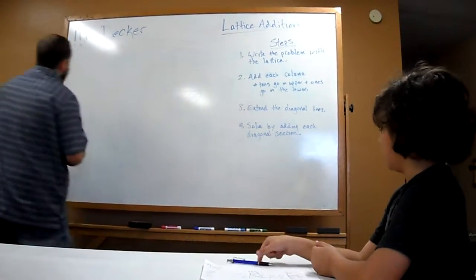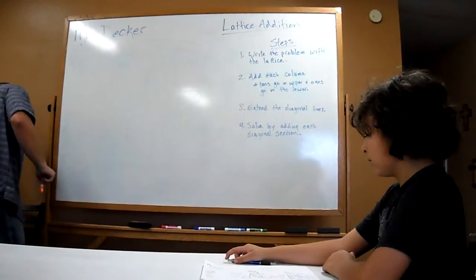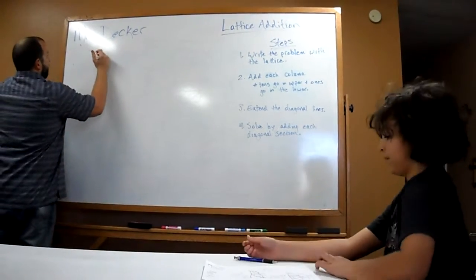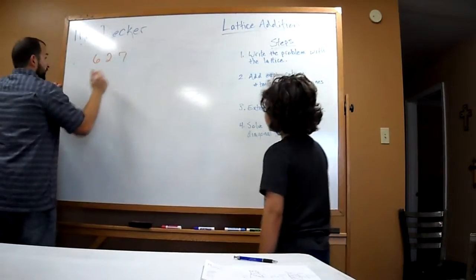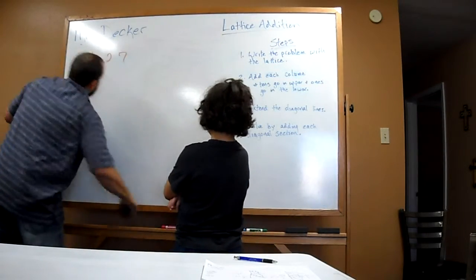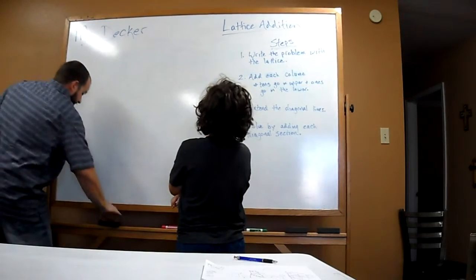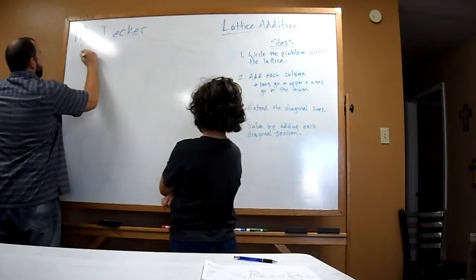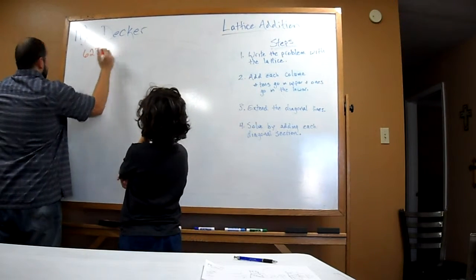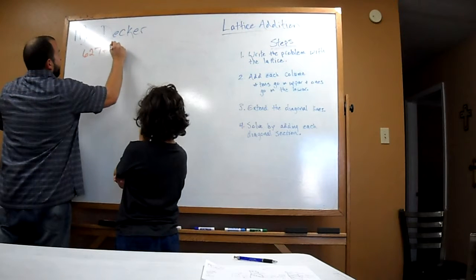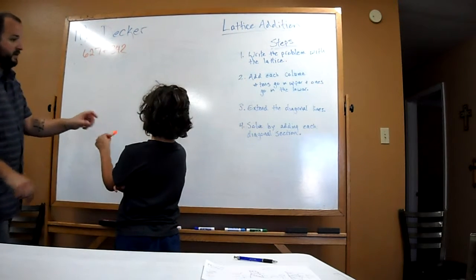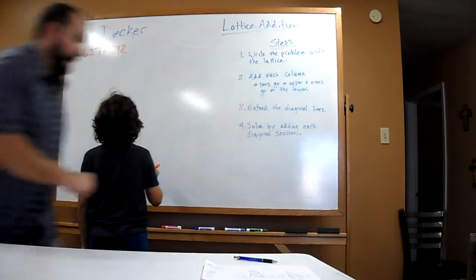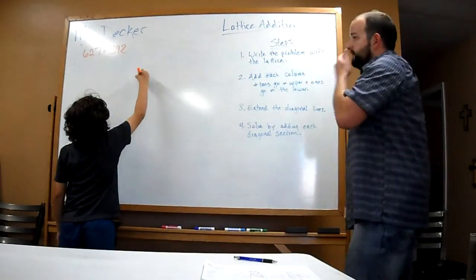Alright, Landon. I'm going to give you your first one. We will do 627. Actually, no, let me write this a little bit smaller and you can write it. Alright, sorry about that. We'll go ahead and do 627 plus 342. Alright, Landon.